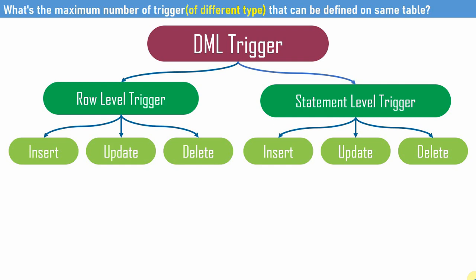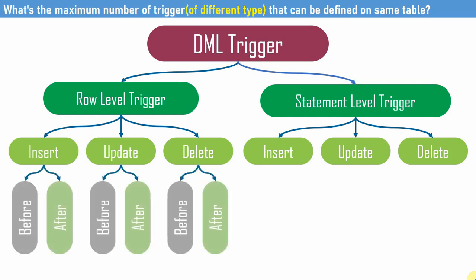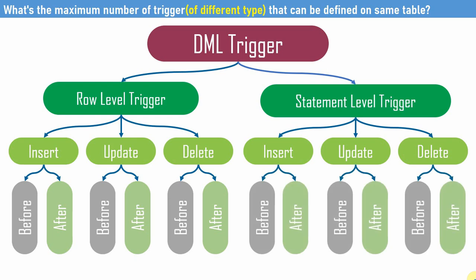Further, these triggers are classified based on the timing of the event, whether you want the trigger to be fired before the DML operation or after the completion of the DML operation. So we have before insert row level trigger, after insert row level trigger. Similarly for update, before update row level trigger, after update row level trigger. Similarly, we have six more categories under the statement level trigger. Finally, we have 12 types of DML trigger. Yes, in fact, we can create all these 12 types of DML triggers on a table. Now let me show you creating all these 12 triggers. Next, we'll see the order in which these triggers will get fired.